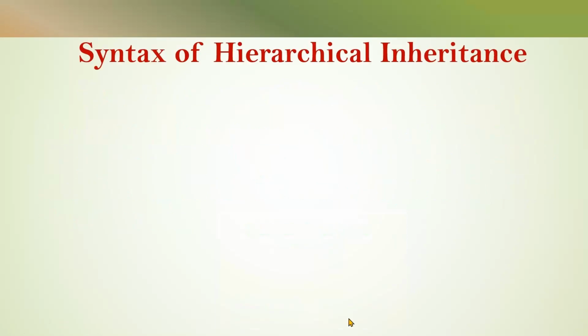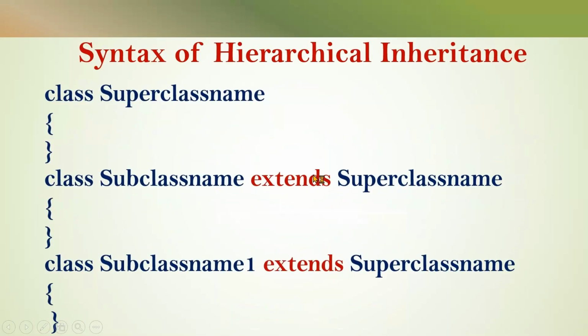Now coming to the syntax of hierarchical inheritance, we have a superclass. So you write the class keyword followed by the superclass name. Then you can write its instance variables and methods. Then followed by class, subclass name, extends superclass name. Whatever superclass name you write here, that you extend. And write the subclass instance variables and methods. And one more subclass, subclass 1, extends the superclass name only.